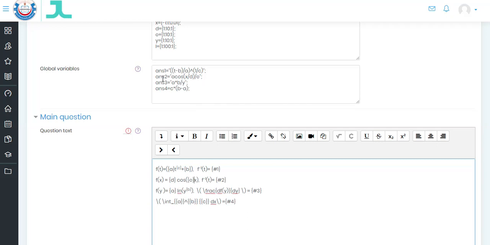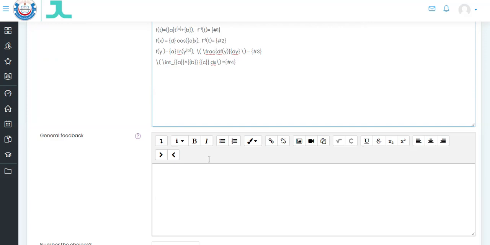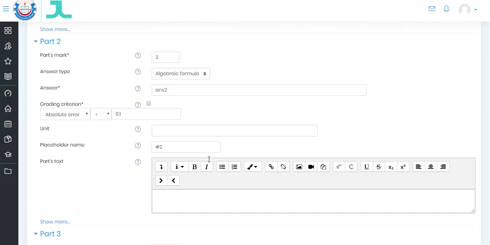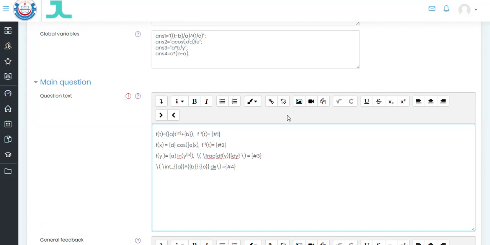Now we have also answer 2 and number 2. We go to part 2, the answer 2. 3 grades also, algebraic formula, answer 2 and number 2, and absolute error 0.1. We have finished the second problem.